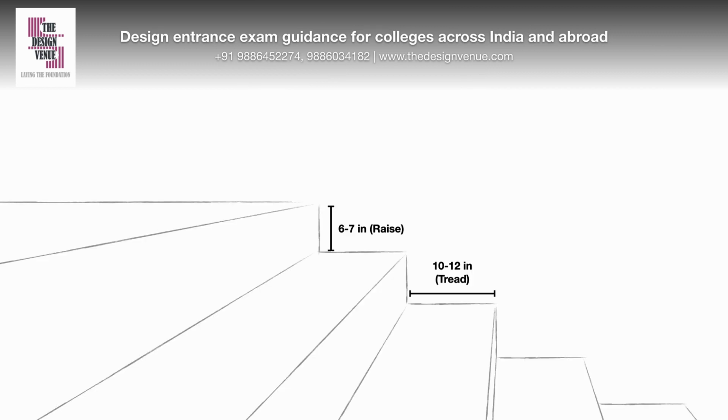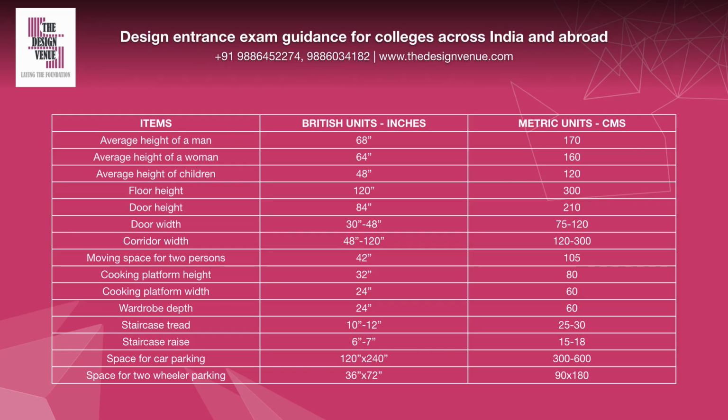The staircase tread, which is the horizontal measurement of one step, is about 1 foot. And that's not a surprise because that's the standard measurement of a foot as well. The staircase riser or the vertical height between each step is about 15 centimeters or 6 inches. The space for car parking is 10 feet by 20 feet. The space for two-wheeler parking is 3 feet by 6 feet.